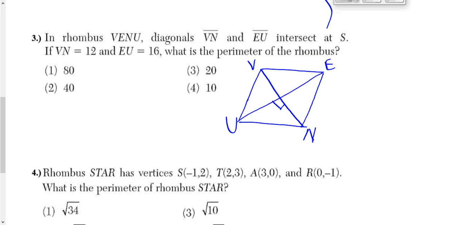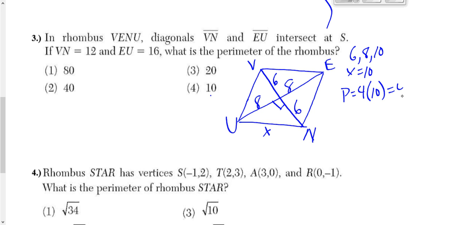So let's do it. So VN is 12. That means that this is 6 and 6, right? The other one's 16, so it's 8 and 8. So it's a 6, 8, 10. Or you could do the Pythagorean theorem, right? So x equals 10. So we circled 10 in our choices. See what they do every time, right? Perimeter is 4 times 10, which is 40.